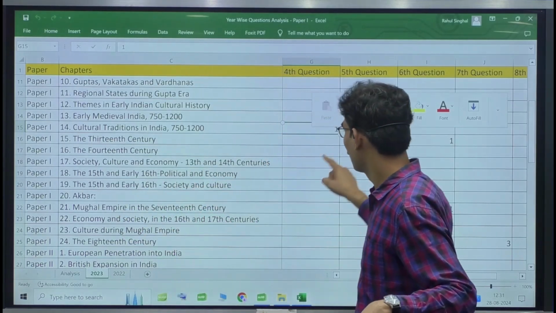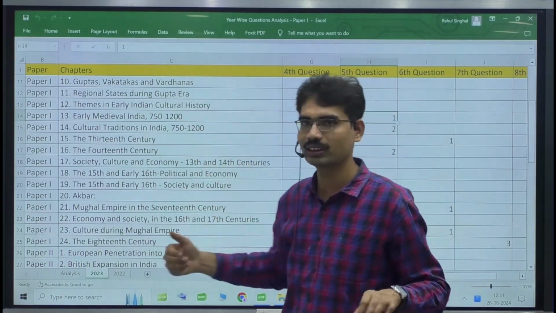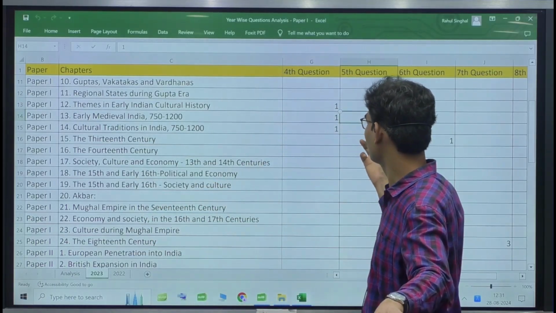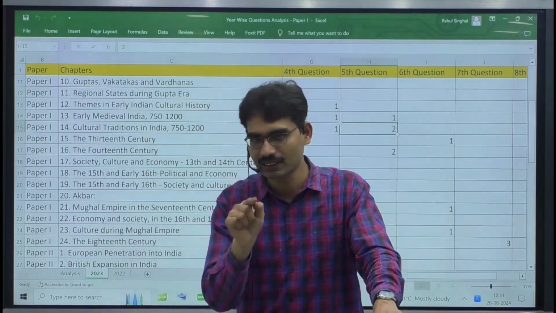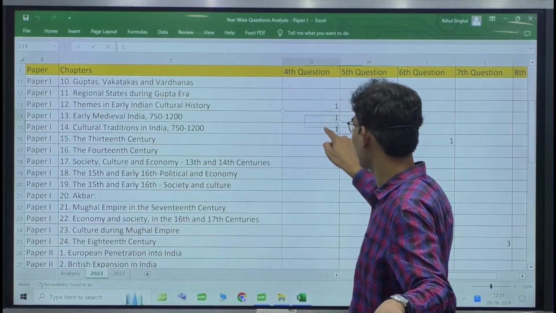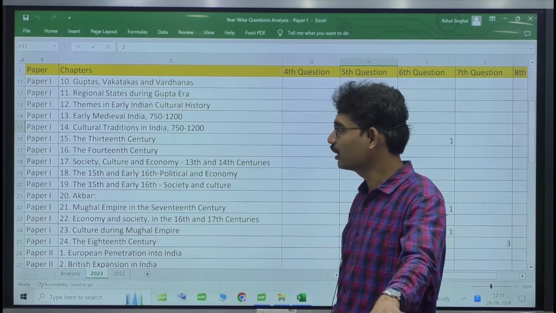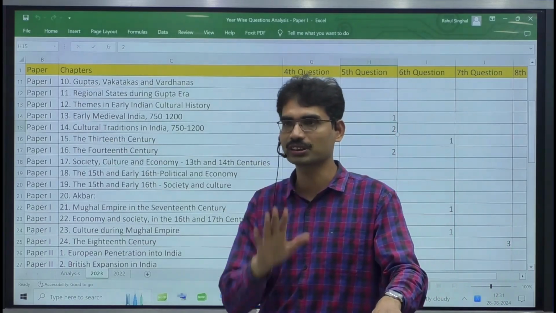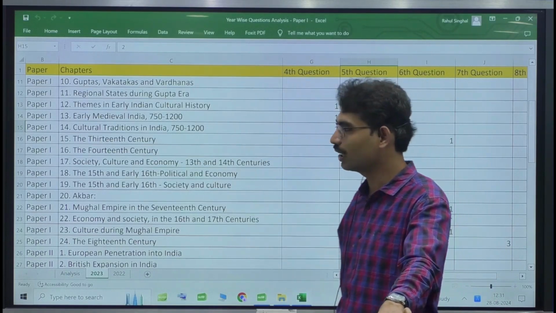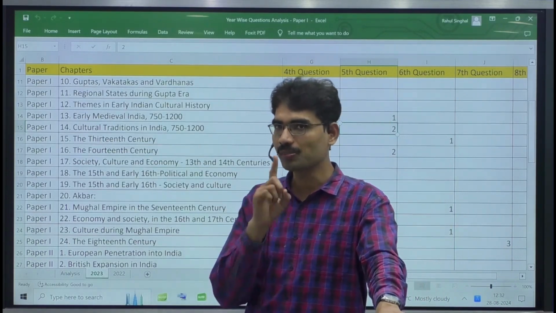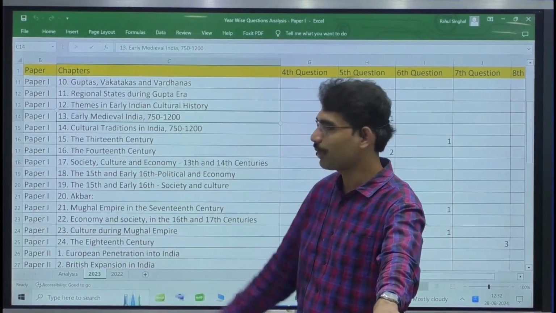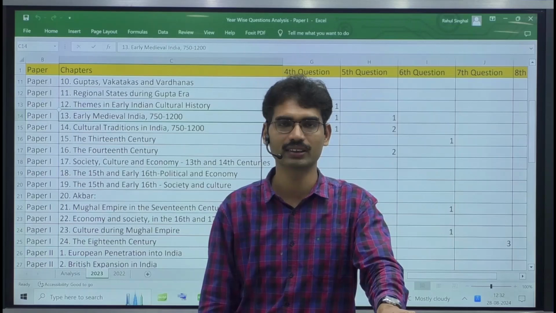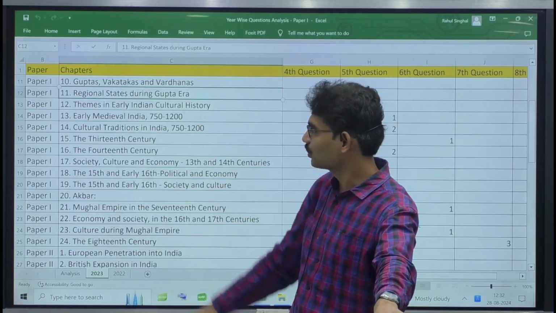For that 5th question, once again questions are coming from unit number 13 and unit number 14, so where will you leave it? See how dangerous units 13 and 14 are. Just in this 2023 year, how many questions came from units 12, 13 and 14? 1, 2, 3, 4, 5 questions, 5 questions in just units 13 and 14. So this shows how important it is to have good command over early medieval India. Just 2023 itself indicates how important units 11, 12, 13, 14 are.